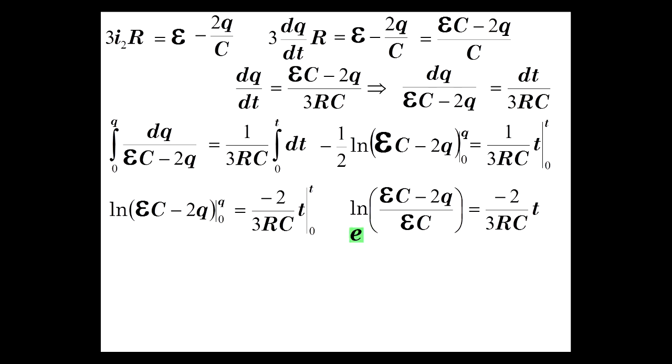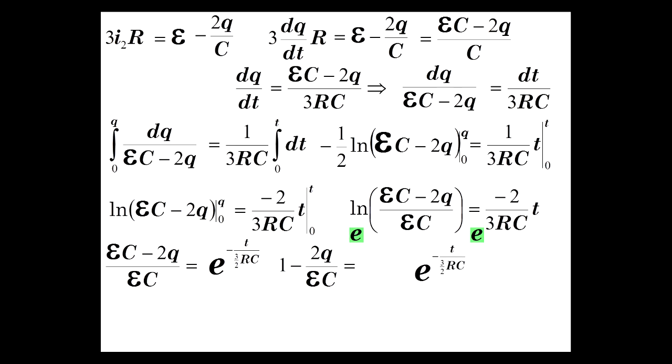Almost done. Let's exponentiate both sides. There we go. And we get EC minus 2Q over EC equals e to the minus t over 3 halves RC. And you're now seeing something that pertains to the time constant, which is one of the things we're trying to find here. Well, as you look at this, the charge should emerge from this. So this is 1 minus 2Q over EC equals e to the minus t over 3 halves RC. And let's get the Q by itself. So 1 minus that term.